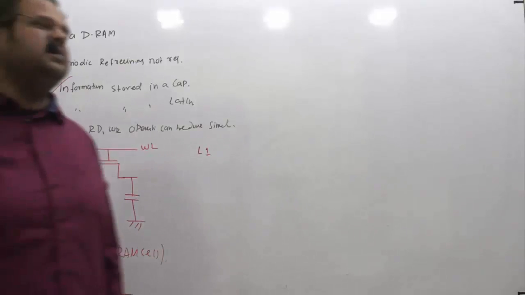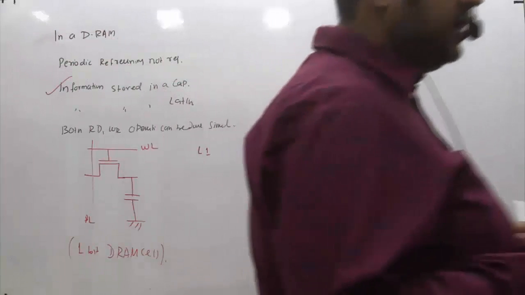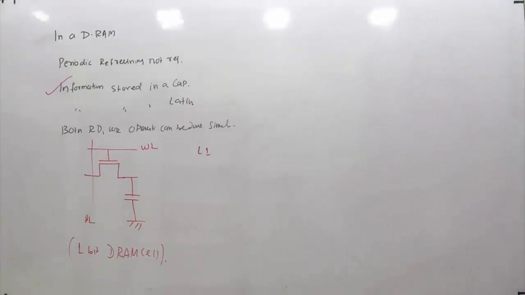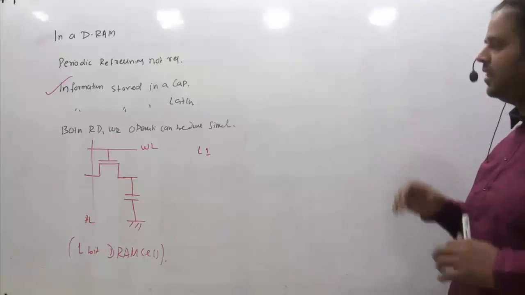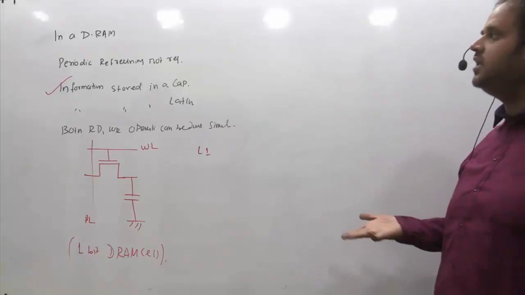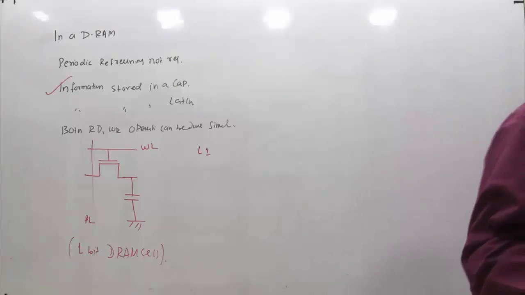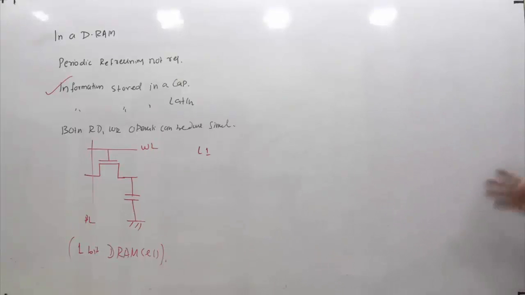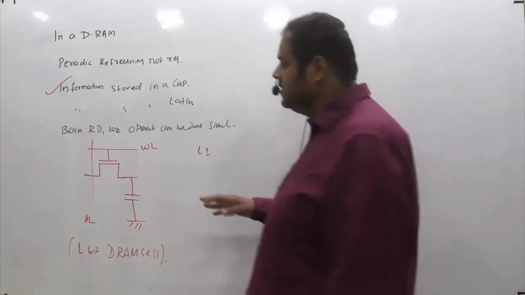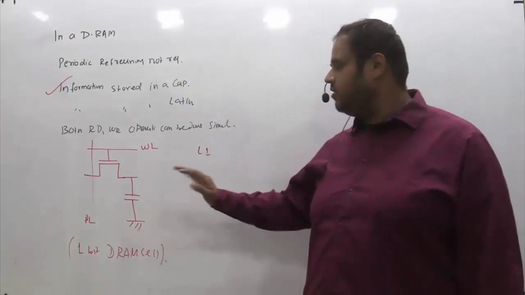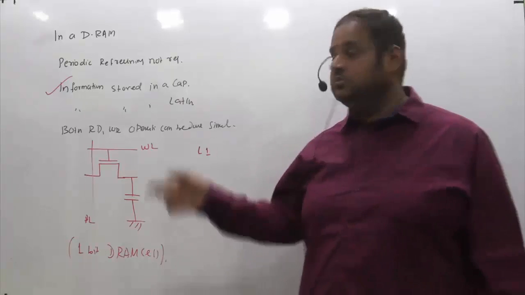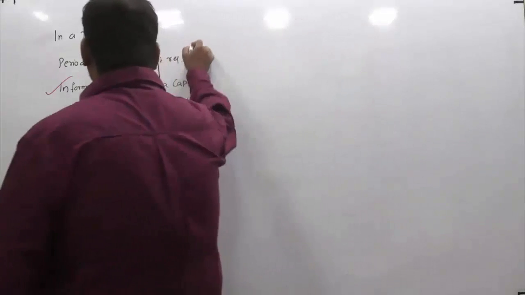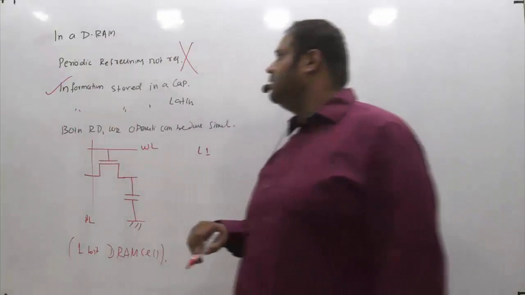And you know the tendency of a capacitor: it leaks or discharges its voltage, right? If it is at 5 volts and gets a discharging path, it will discharge, and in all practical circuits it does. If today you have stored 5 volts, tomorrow you may see it is 0. That's why periodic refreshing is needed, so that if it drops its voltage beyond a certain level, it is filled up again, refreshed to 5 volts. So saying periodic refreshing is not required is the wrong option.